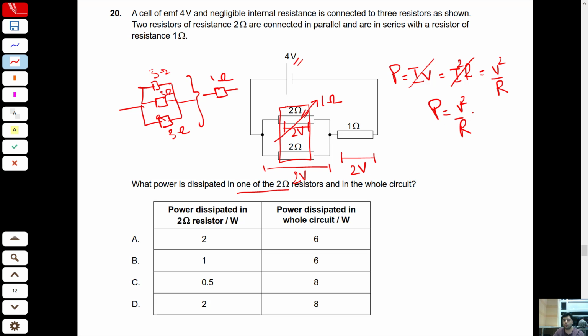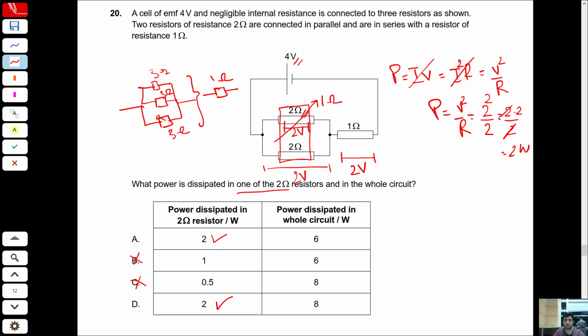Okay, so now we can use this equation. The power dissipated across a 2 ohm resistor is the voltage, which is 2, squared, divided by the resistance, which is also 2. So this is just 2 times 2 divided by 2. The 2s cancel out and it is just 2 watt. So the power dissipated in a 2 ohm resistor is 2 watt, so it's either this or this. So ignore B and C.